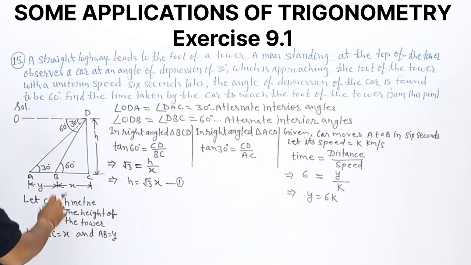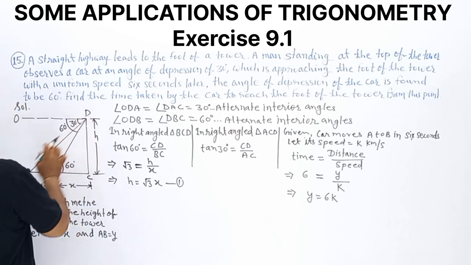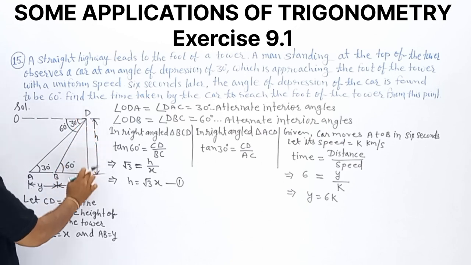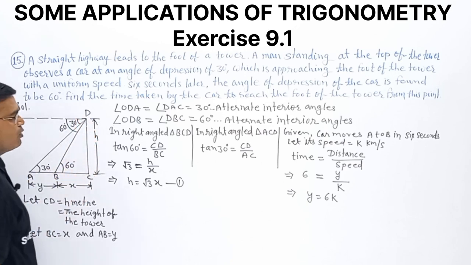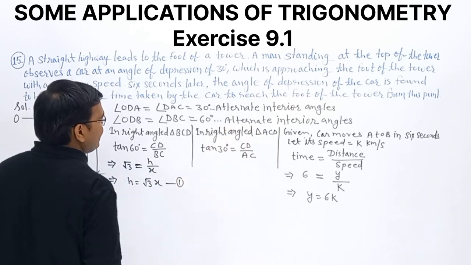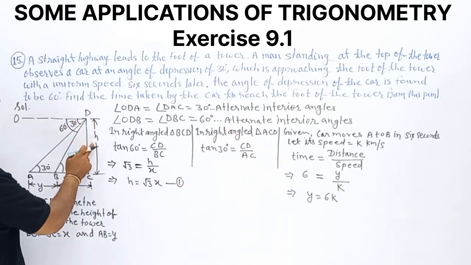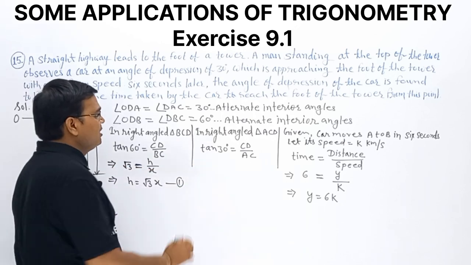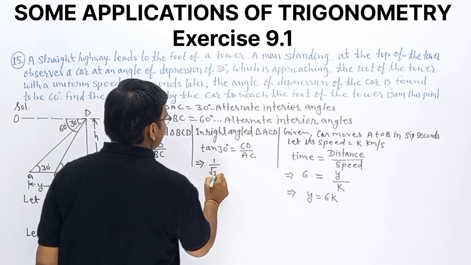Now next triangle. In right triangle ACD, we have acute angle 30 degrees, so its opposite side will be the perpendicular and its adjacent side will be the base. So in right triangle ACD, we have an acute angle, perpendicular and base, so we will use tangent theta, and theta will be 30 degrees. Now put the values. Tangent 30 will be 1 upon square root of 3.